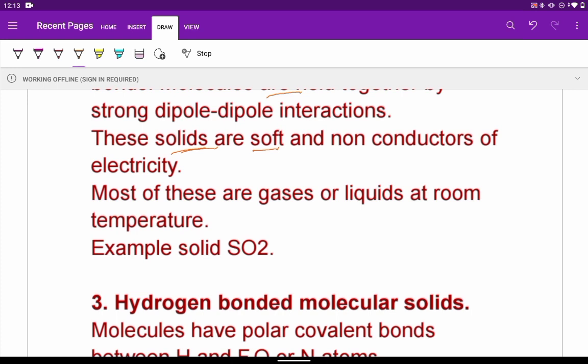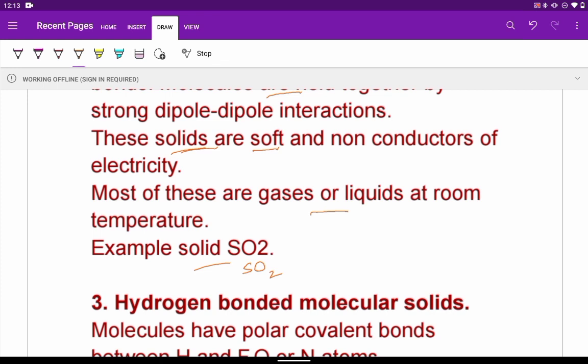Most of these are gases or liquids at room temperature. An example of this is solid SO2. Their melting points are higher than those of nonpolar molecular solids.